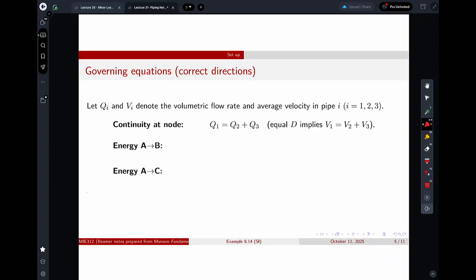And if I do that, then I can also say V1 A1, where A is pi over 4 d squared, equals V2 pi over 4 d squared plus V3 pi over 4 d squared. D is not changing in this particular example, and I can cancel it out, so I get V1 equals V2 plus V3, and then I write my energy equation between all the points.